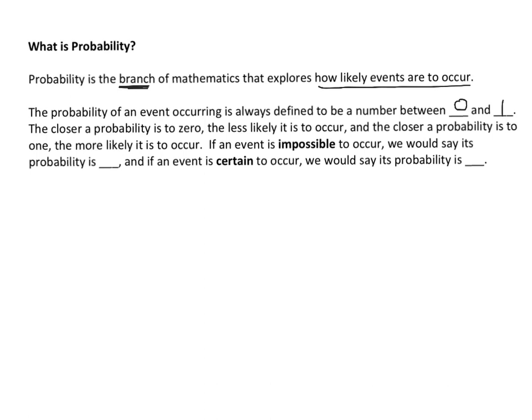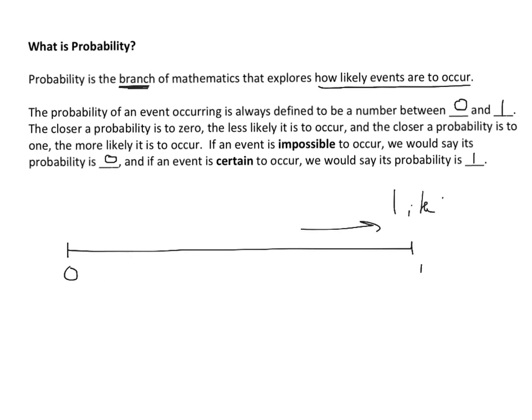Okay? So if an event is impossible to occur, so if it literally cannot happen, what would we say that its probability is? Well, we would say that it has a probability of 0. And if an event is certain, that we are absolutely certain that it'll occur, we would say that it has a probability of 1. Okay? So I think there's value in thinking about probability as a continuum between 0 and 1. The more likely something is, the closer it winds up to being 1. And the more unlikely it is, the closer it winds up being to 0. That's the idea behind probability.